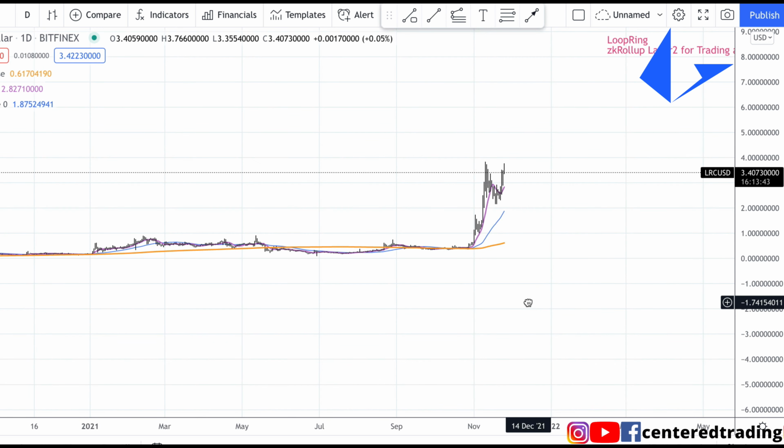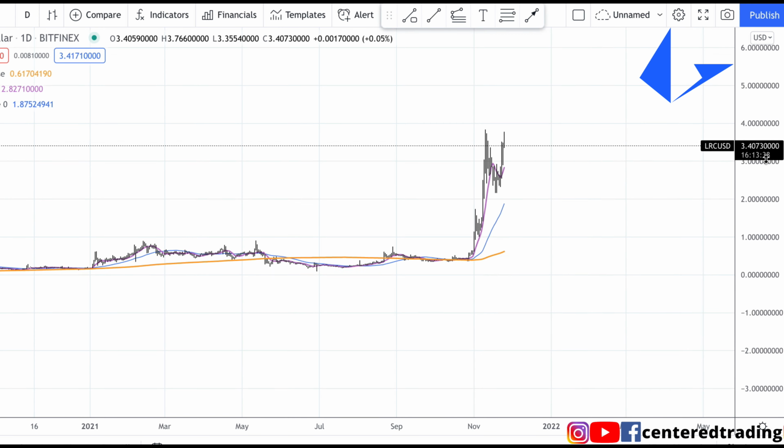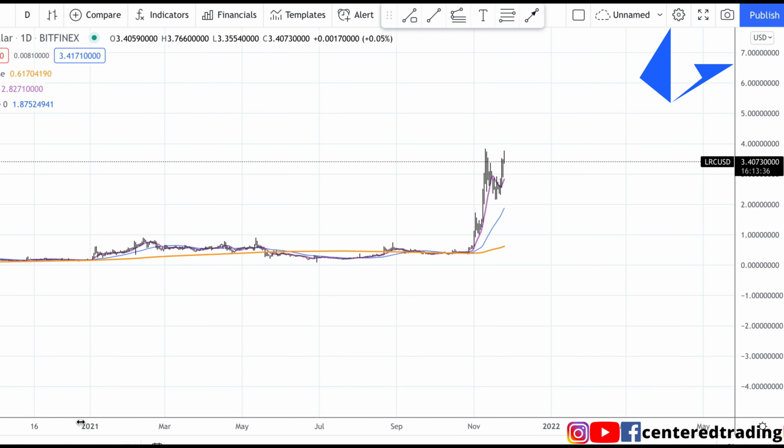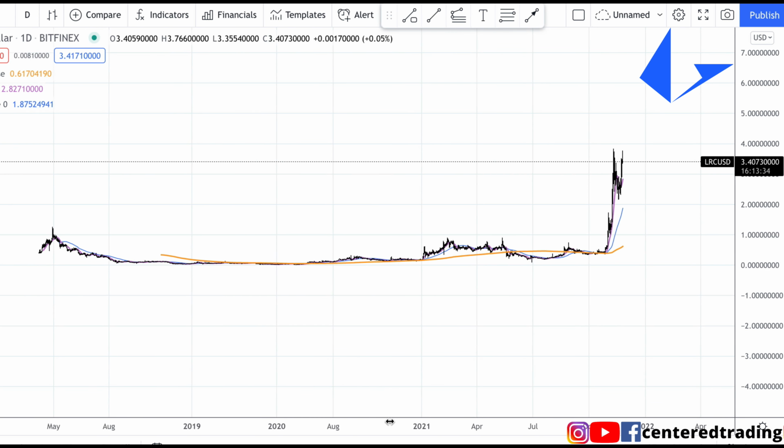Loopring on the daily chart. Now we had a very nice strong move to the upside. Where do we go from here? I really don't have a lot of data to work with because this chart's basically been in hibernation mode for so long and all of a sudden started to pop off. Now I do have some data back in 2018.